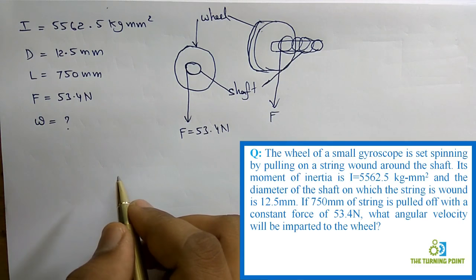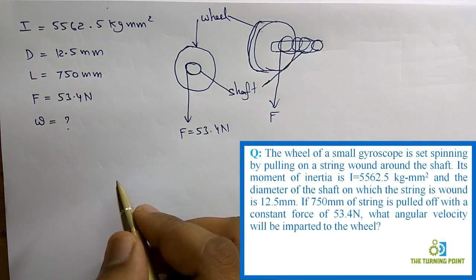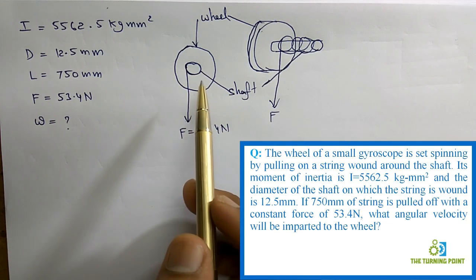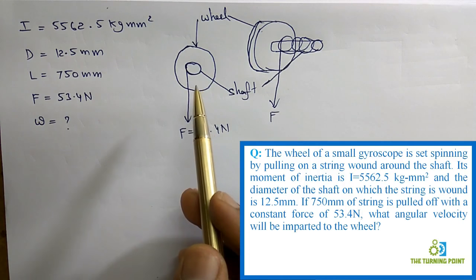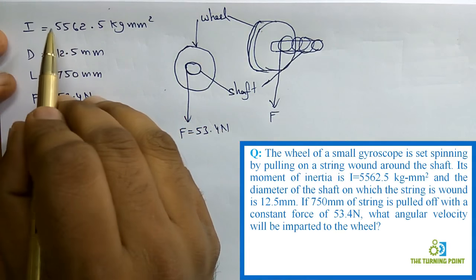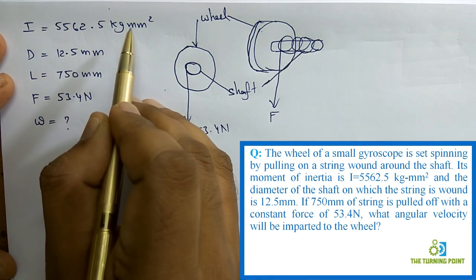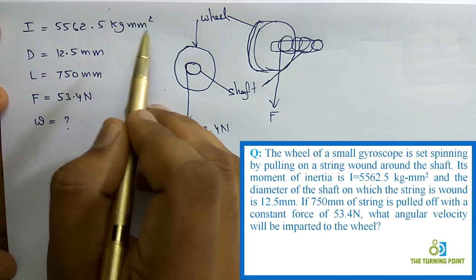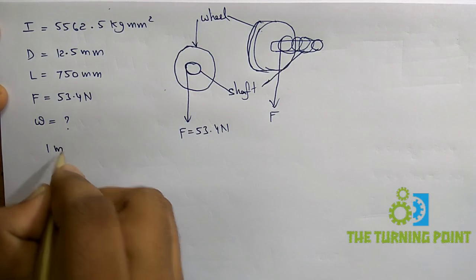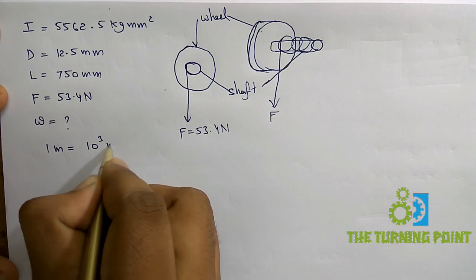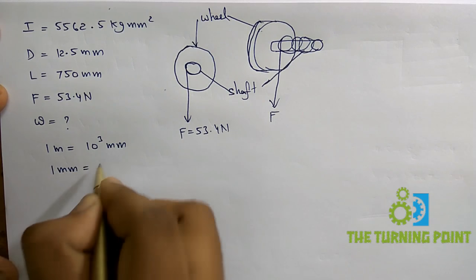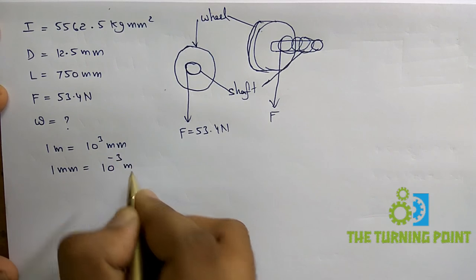that is given in the problem. So for any problem, first you need to find the acceleration. Here if you observe, it is a rotational motion problem, so an angular motion problem. So here you need to find angular acceleration. First convert the units. Here it is given as 5562.5 kg mm square. Convert this into kg meter square. How to convert? 1 meter is equal to 10 power 3 millimeters, right? So from that, 1 mm is equal to 10 power minus 3 meters.